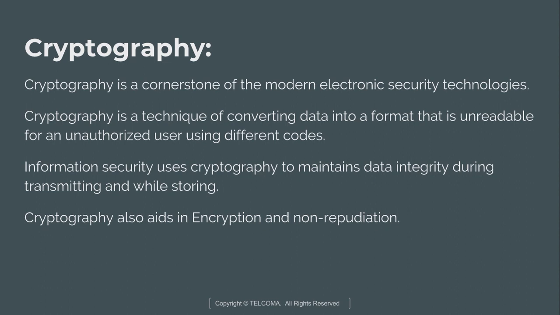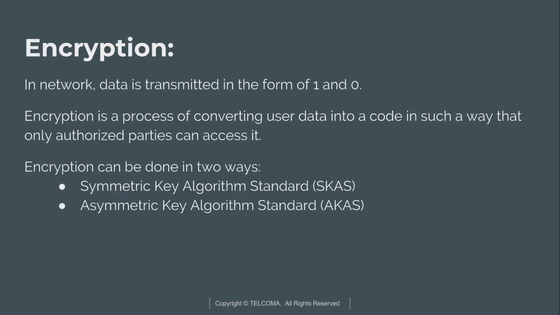So let's first discuss encryption. Encryption is the most effective way to achieve data security. In a network, we know that data is transmitted in the form of 1s and 0s, and it is very easy for a hacker to steal the data and read or modify it. So encryption is a process of converting user data into a code in such a way that only authorized parties can access it. Encryption can be done in two ways. First is the symmetric key algorithm standard, SKS, and second is the asymmetric key algorithm standard, AKS. So let's discuss this.